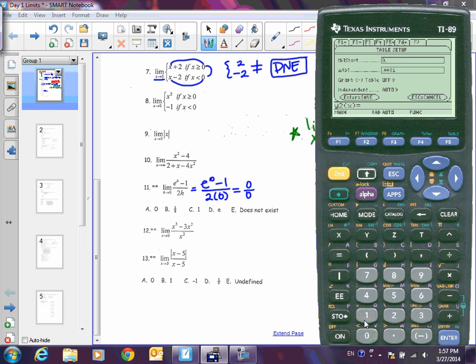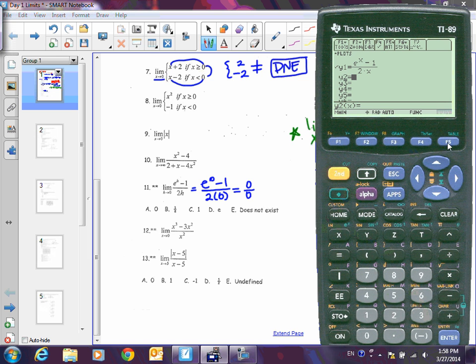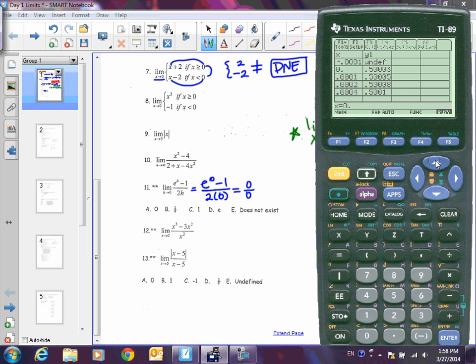And what I'm going to do is make the table show me the y values when x is really close to 0. You do have to press enter 2 times here, once to enter it in and once to save it. If you don't do that, your table won't look like that. So now we're going to do diamond F5 and go to the table, and I'm going to hit up a couple of times so I can see what's happening.